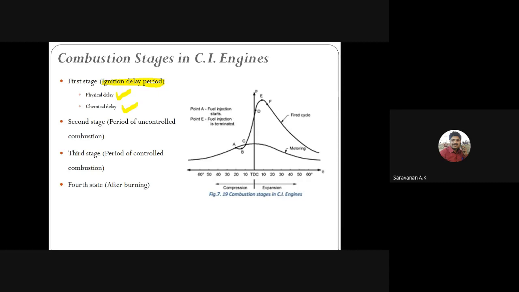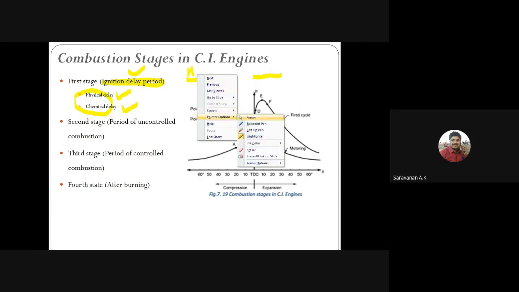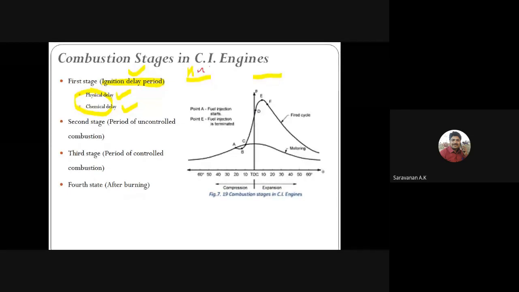It's a very important 2 mark question. Just remember: what is physical delay and what is chemical delay? These two delays together are called the ignition delay period. Start of injection and start of ignition, those two terms we have to remember. From the nozzle the fuel has to inject, and then the fuel has to burn.